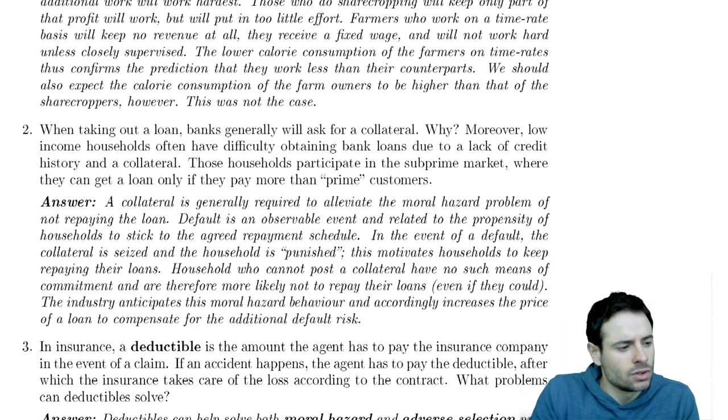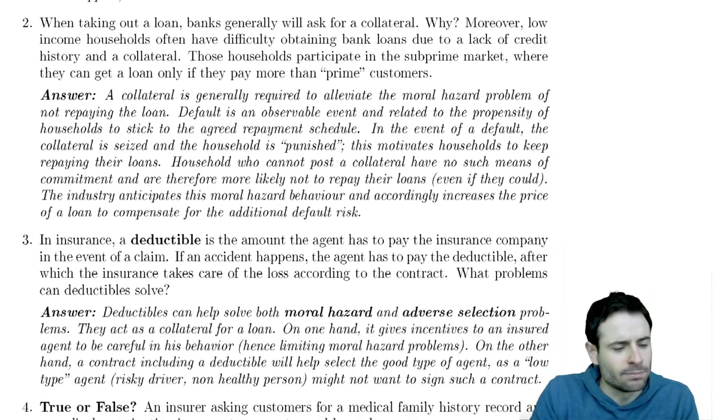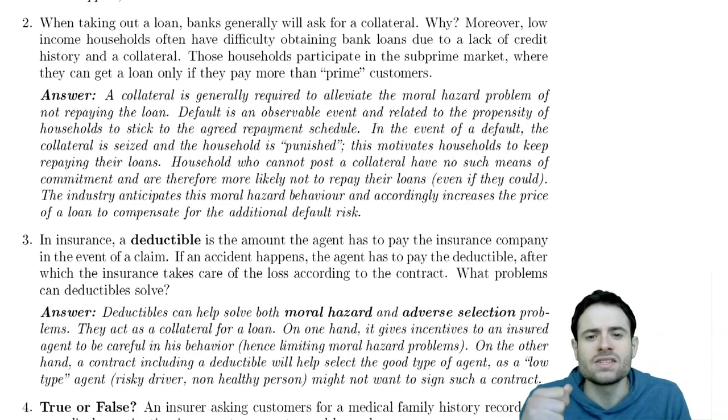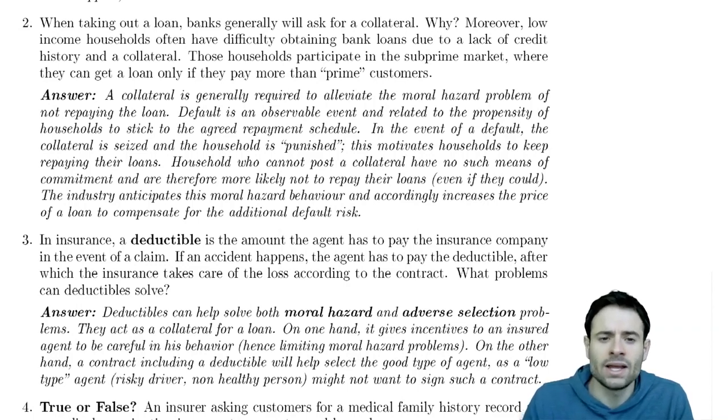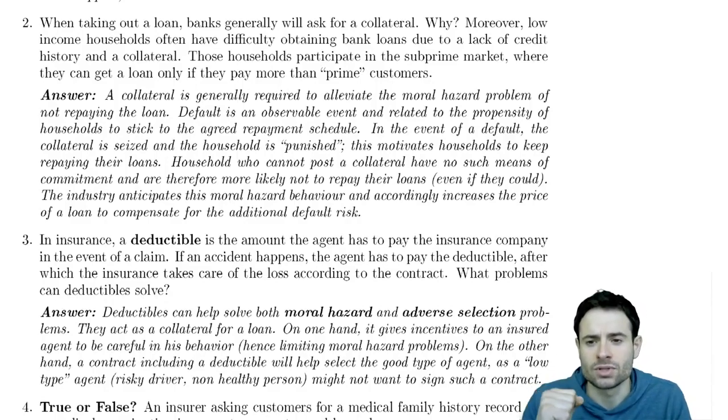Let's go over the banking system. When taking out a loan, banks generally will ask for a collateral. Why? Moreover, low-income households often have difficulty obtaining bank loans due to a lack of credit history and a collateral. Those households participate in the subprime market, where they can get a loan only if they pay more than prime customers.